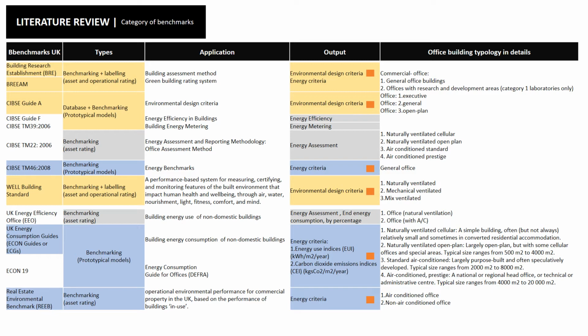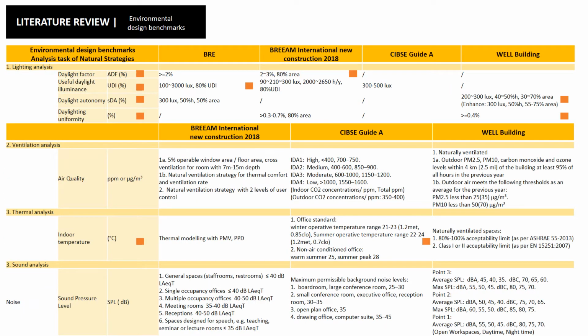Therefore, creating a category of benchmarks that's based on the office building typology requirements and London environmental conditions is the prerequisite to confirm the parametric filter basis, which includes environmental design and energy criteria. The category also shows an overview achievement range for each environmental indicator, which is different from each criteria.